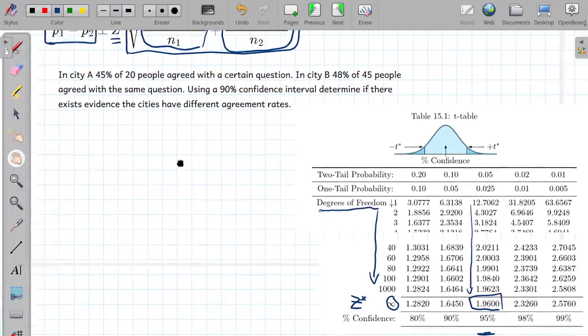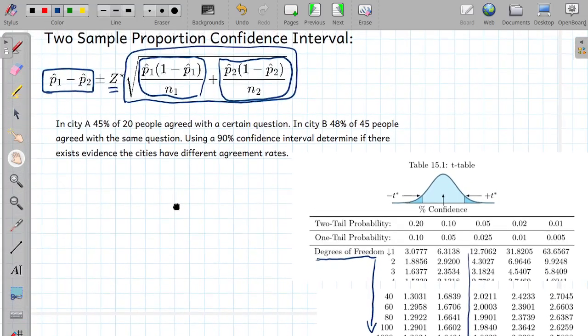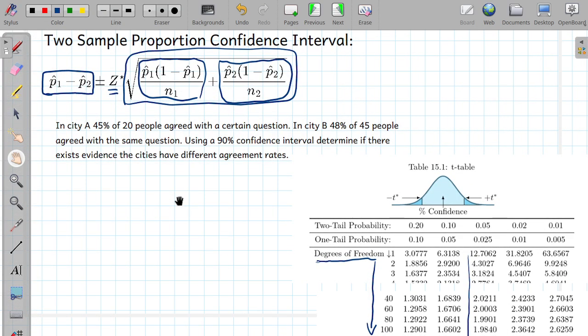I've got a problem ready to go. And we have, in a city, we'll call it City A, 45% of 20 people agreed with a certain question. In City B, just down the road, 48% of a sample of 45 people also agreed with the same question. We're going to construct a 90% confidence interval to determine if there exists evidence the cities have different agreement rates. Yeah, pretty straightforward. Let's carry on.